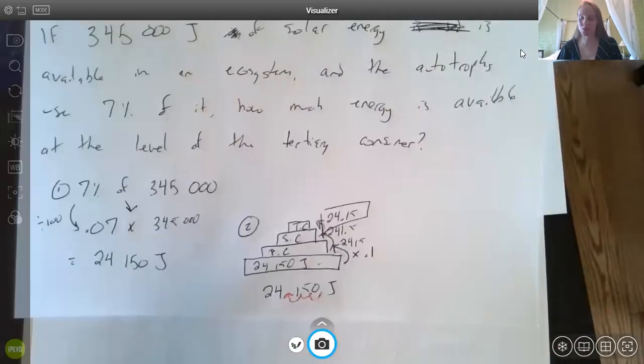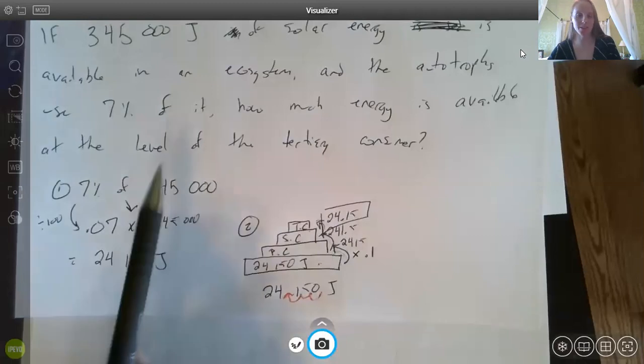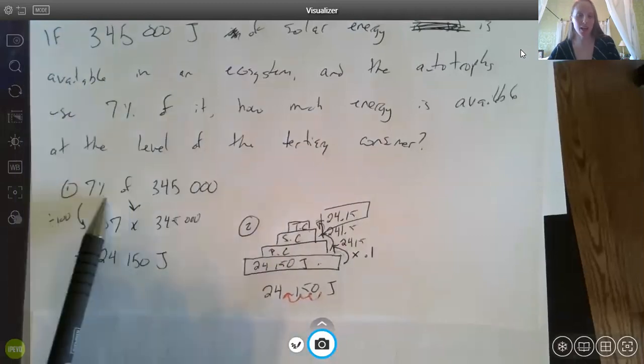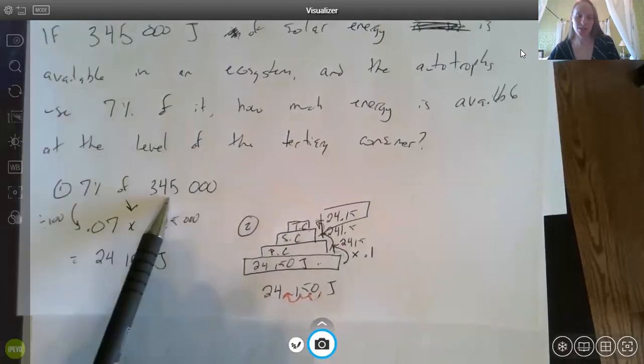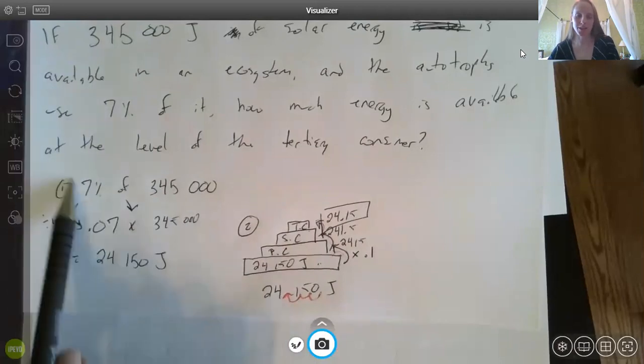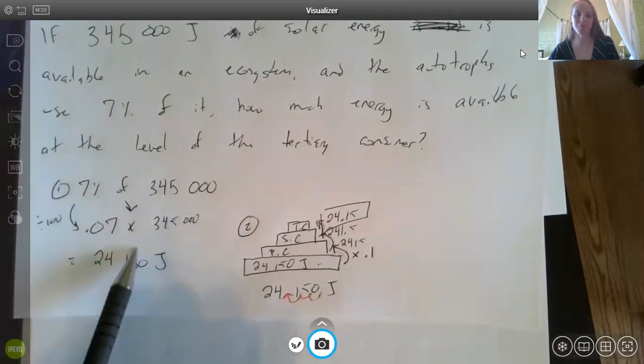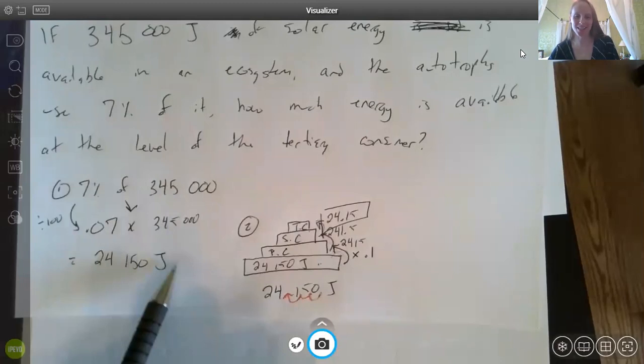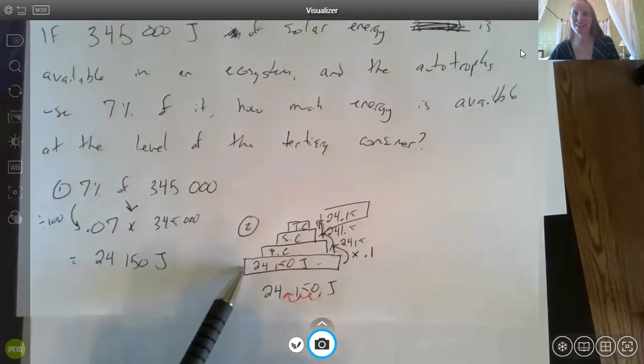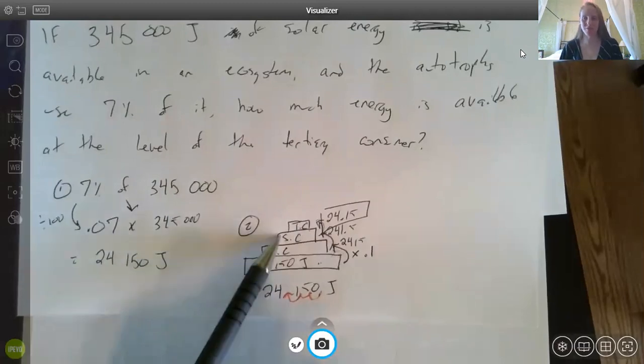Again, just make sure that your very first step is figuring out what percent of the solar energy, or sorry, we know what percent of the solar energy is available, but figuring out how much of that is actually used in the autotroph level, and then doing the 10% rule from there.